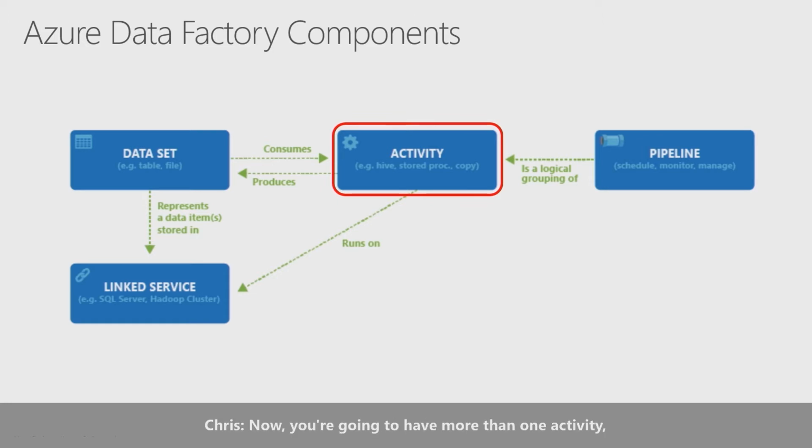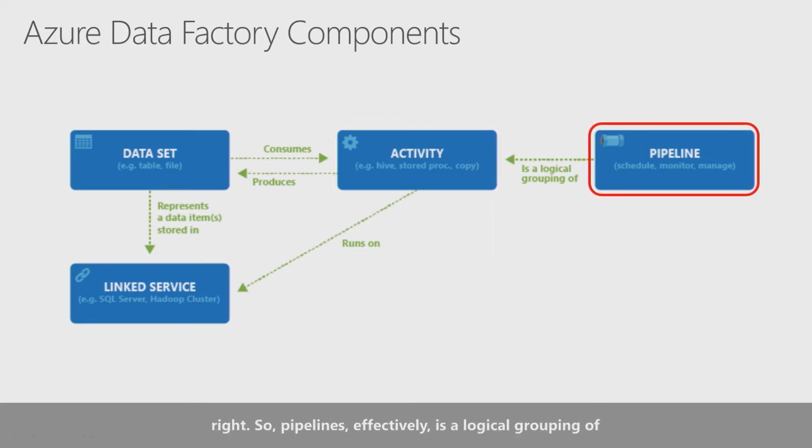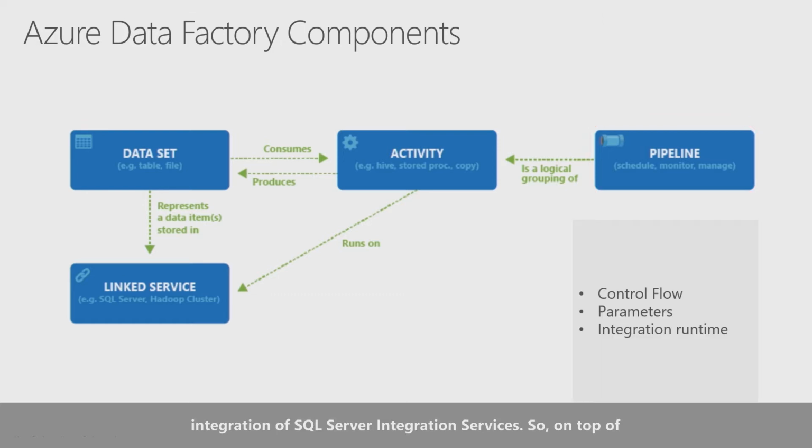Now, you're going to have more than one activity, right? So a pipeline effectively is a logical grouping of those activities that you can then schedule, manage, and maintain. But you've also got to consider the integration of SQL Server Integration Services. So on top of this, you've got the integration runtime to help with the integration of SSIS packages, but there are also control flow elements as well, where you can embed that within Azure Data Factory, and parameters as well.